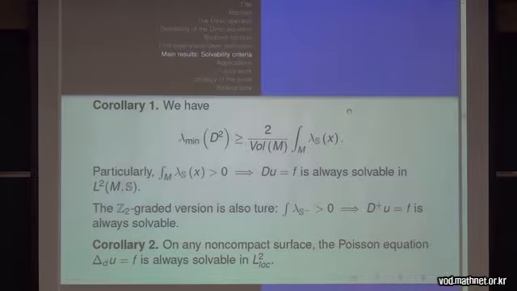And as a corollary, we know that on a non-compact surface, the Poisson equation is always solvable because the Laplacian has a square root, which is given by Dirac.